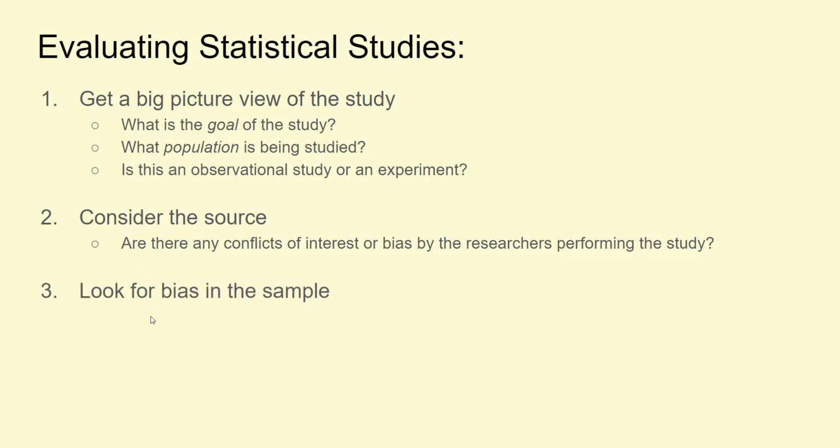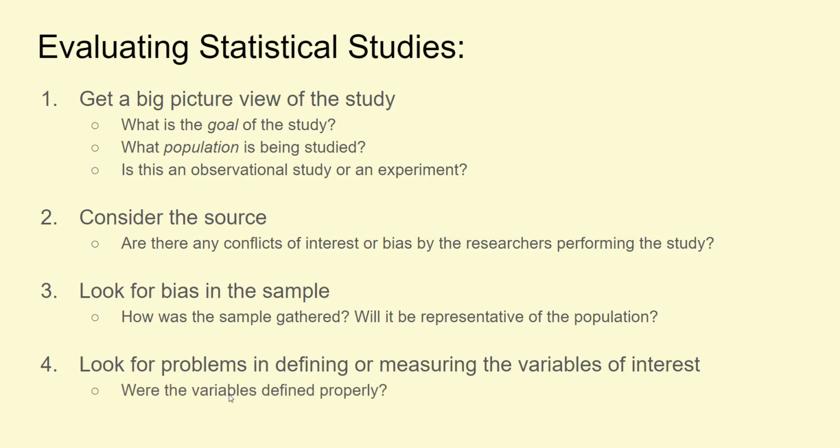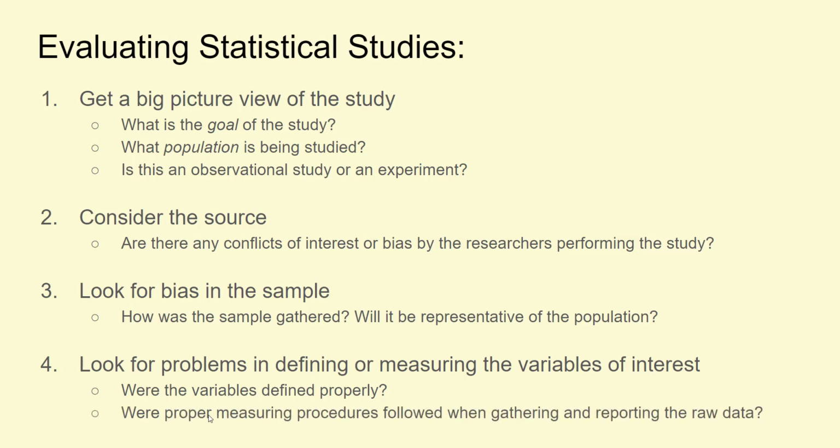Look for bias in the sample. And your book refers to two types of bias that we'll talk about a little bit more. So participation bias, you might look for how they chose the sample. Look for whether the sample was truly representative of the population. Try to identify any problems in defining or measuring the variables of interest. Were the variables defined properly and clearly? And were proper measuring procedures followed when gathering and reporting the raw data?